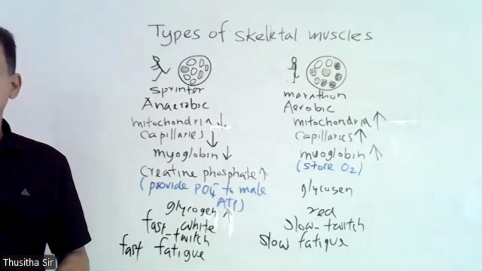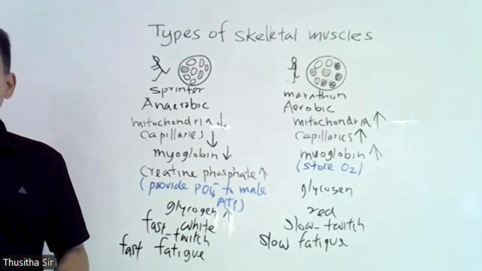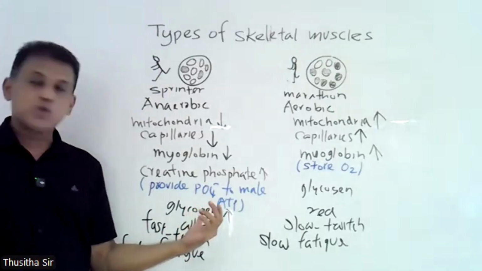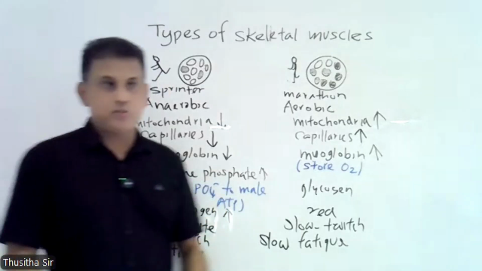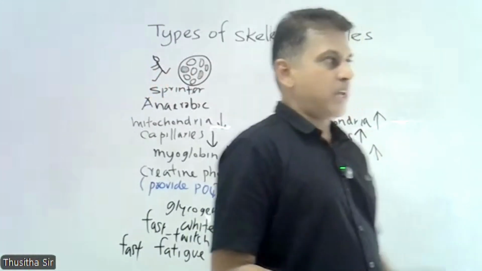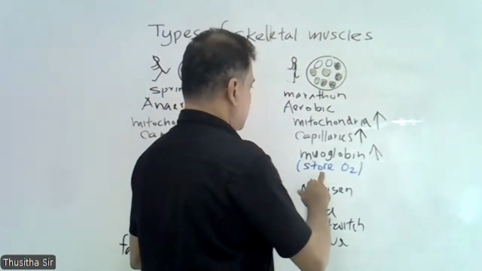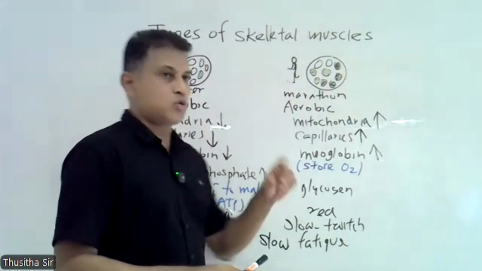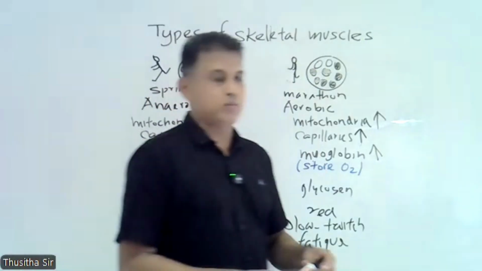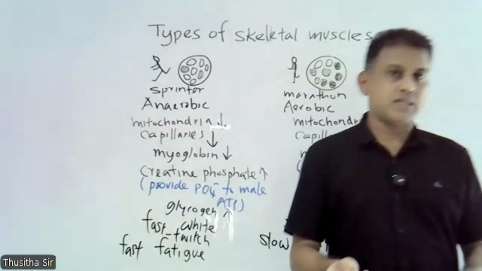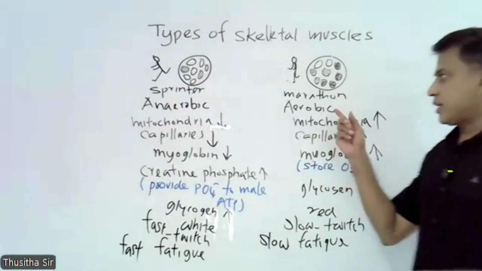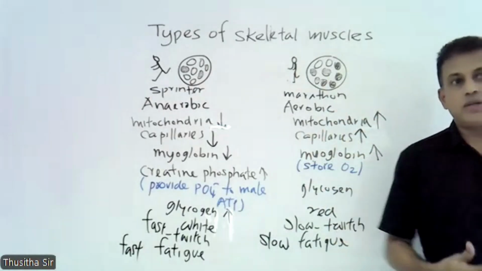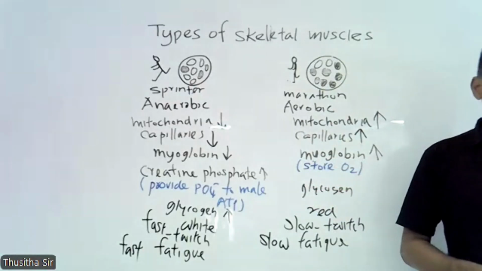So why do sprinters have higher glycogen? Because they need to use glucose. I mean, anyway, anaerobic respiration starts with glucose. They have capillaries, so then there are two places glycogen is stored in the body. One is the liver, the other one is the muscles. So during aerobic respiration, the liver glucose can also break down and provide glucose to the muscles.